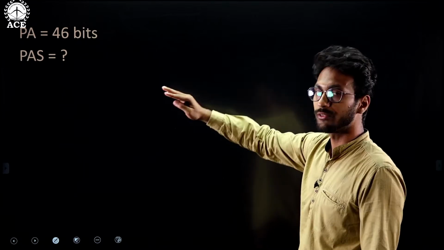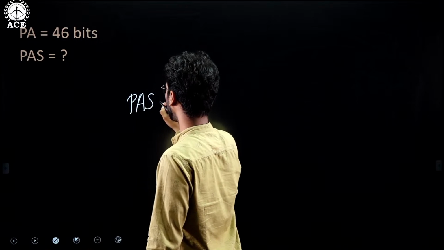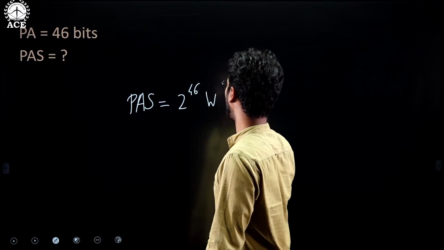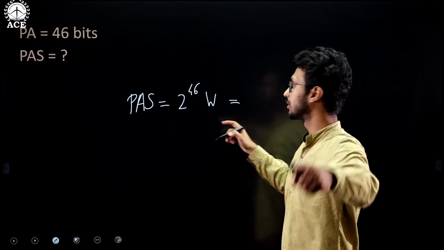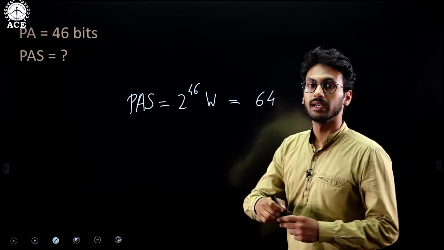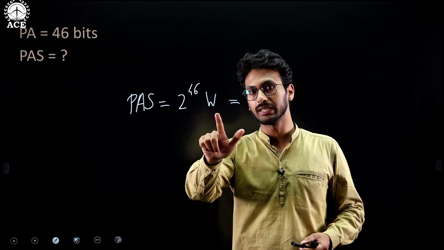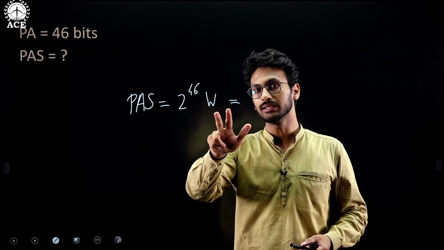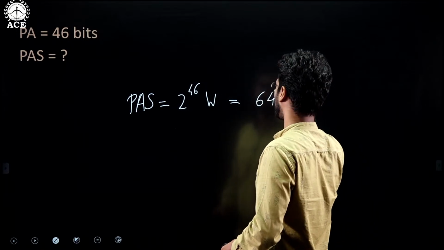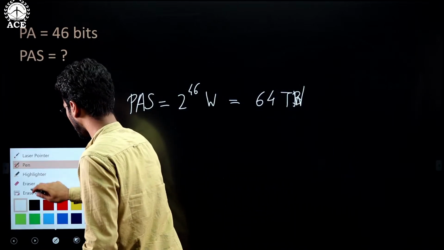Physical address is 46 bits. What will be the physical address space? Have a look at this one. Physical address space will be equivalent to 2 raised to 46 words. 46 means 2 raised to 6, which is 64, and 2 raised to 40. See, 2 raised to 10 is 1K, 2 raised to 20 is 1M, 2 raised to 30 is 1G, 2 raised to 40 is 1T, Tera. Let me just write it as W.